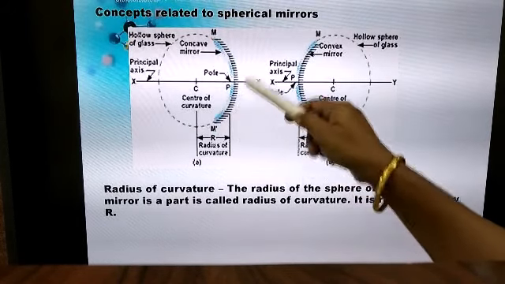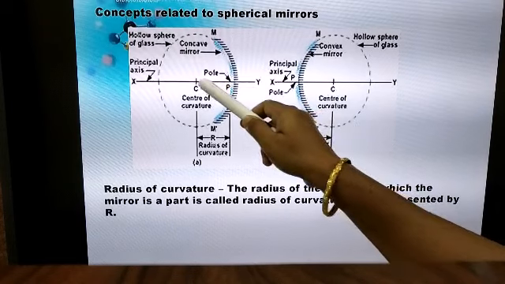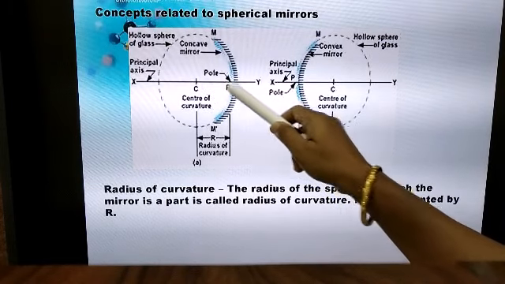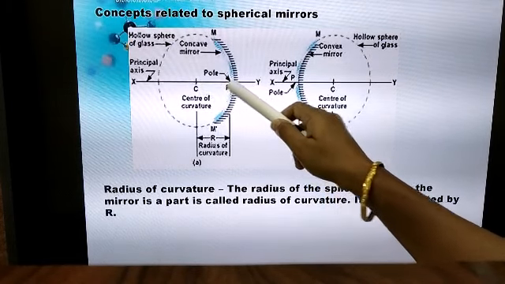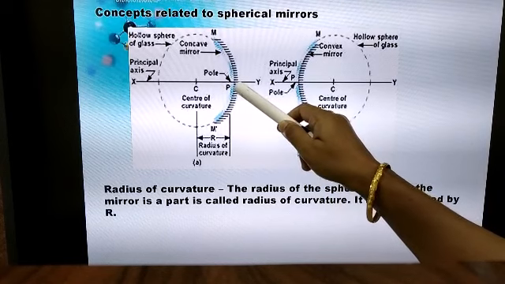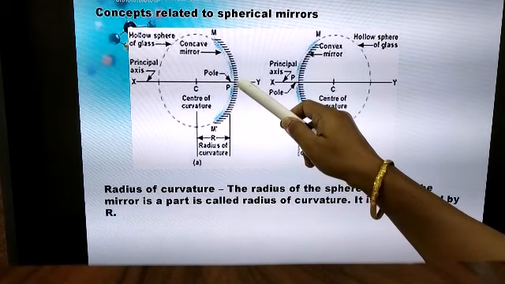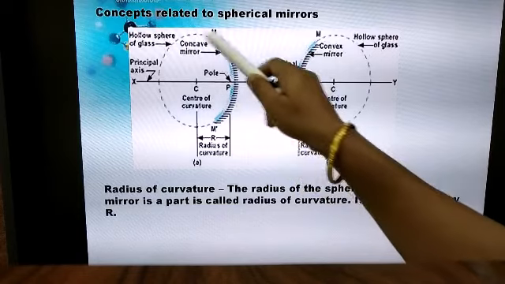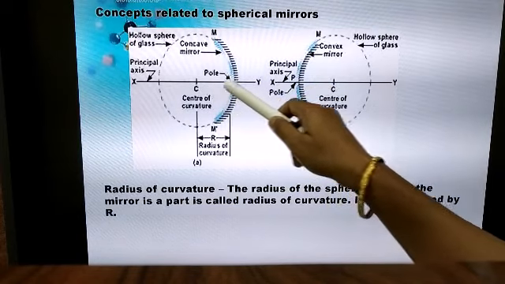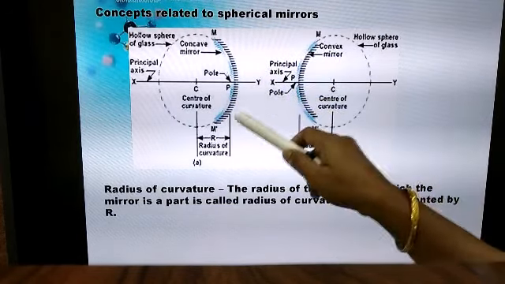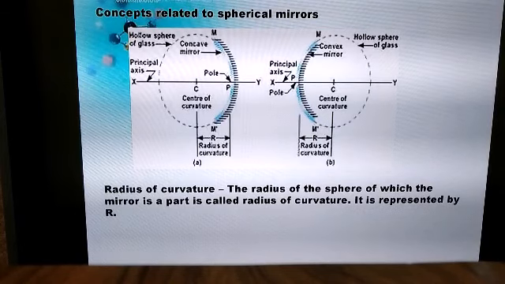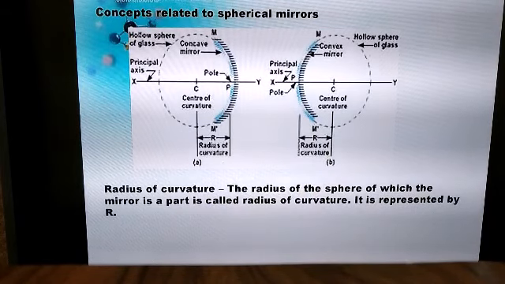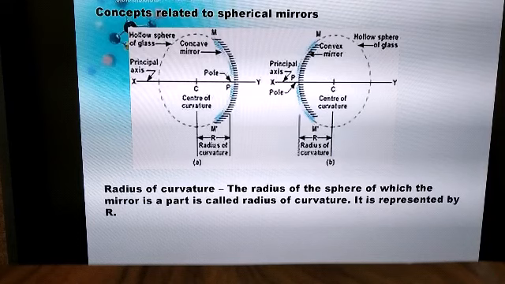Now, in this particular sphere, this portion CP is the radius of the sphere. The mirror also forms a part of the sphere, so this forms the radius of the mirror as well. So we can define the next definition, which is radius of curvature.